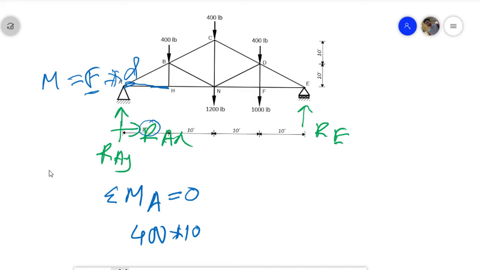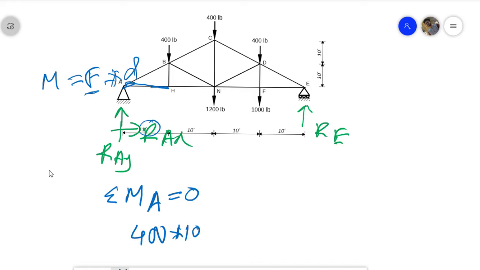Okay, if you take A as a center, then 400 will rotate clockwise. So that is why let's take clockwise direction as positive. Actually, there is no fixed rule that you have to take clockwise direction as positive. That's your wish. But if you take clockwise direction as positive, then definitely you should take anti-clockwise as negative, and vice versa. So I'm taking clockwise direction as positive.